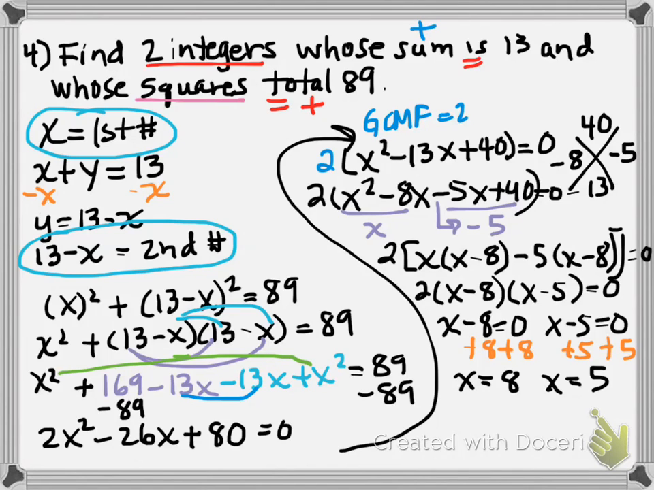Now 8 squared is 64. 5 squared is 25. 64 and 25 is 89. And it doesn't matter if I have 25 plus 64, I still get 89. So my answers are 8 and 5. Because remember, I needed to come up with 2 answers. Okay? Couple more.